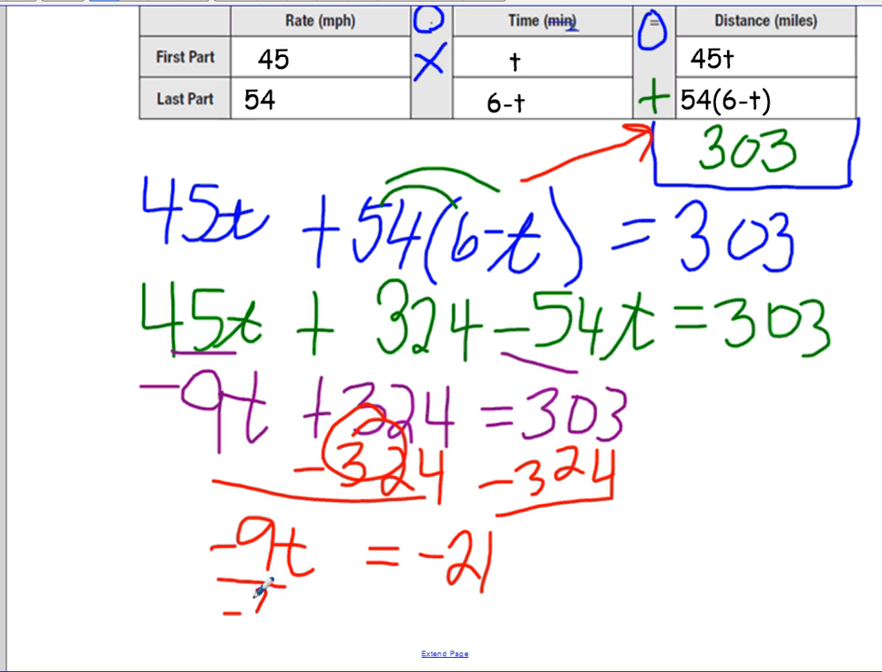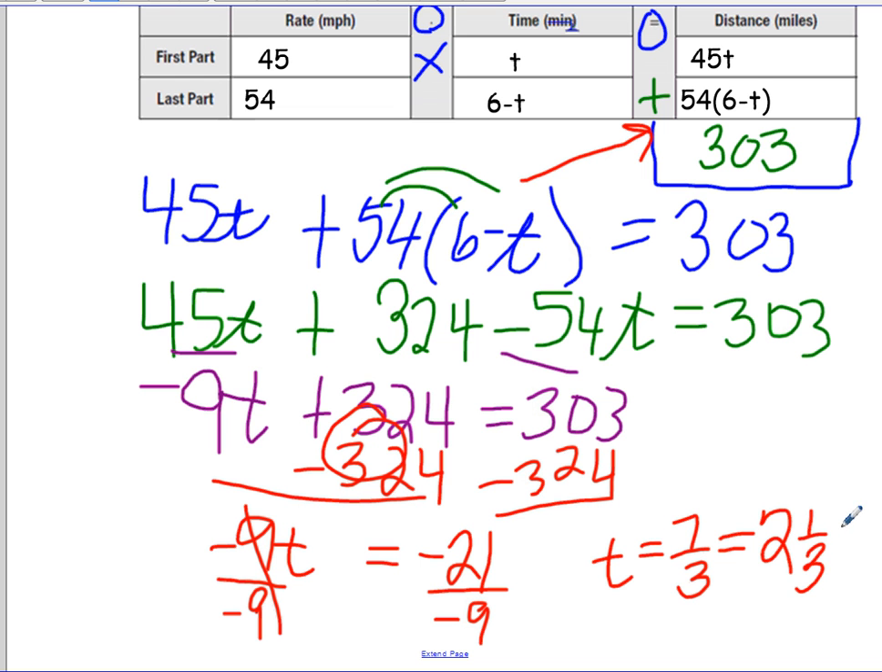And so when we divide both sides by negative 21, I'm sorry, we divide both sides by negative 9, we get t equals negative 21 over negative 9, which simplifies down to 7 over 3. And normally we don't talk in time as improper fractions. Now we usually change it to a mixed number. And so if we do that, 3 goes into 7 twice with 1 left over. So 2 1/3 hours, that represents the t.